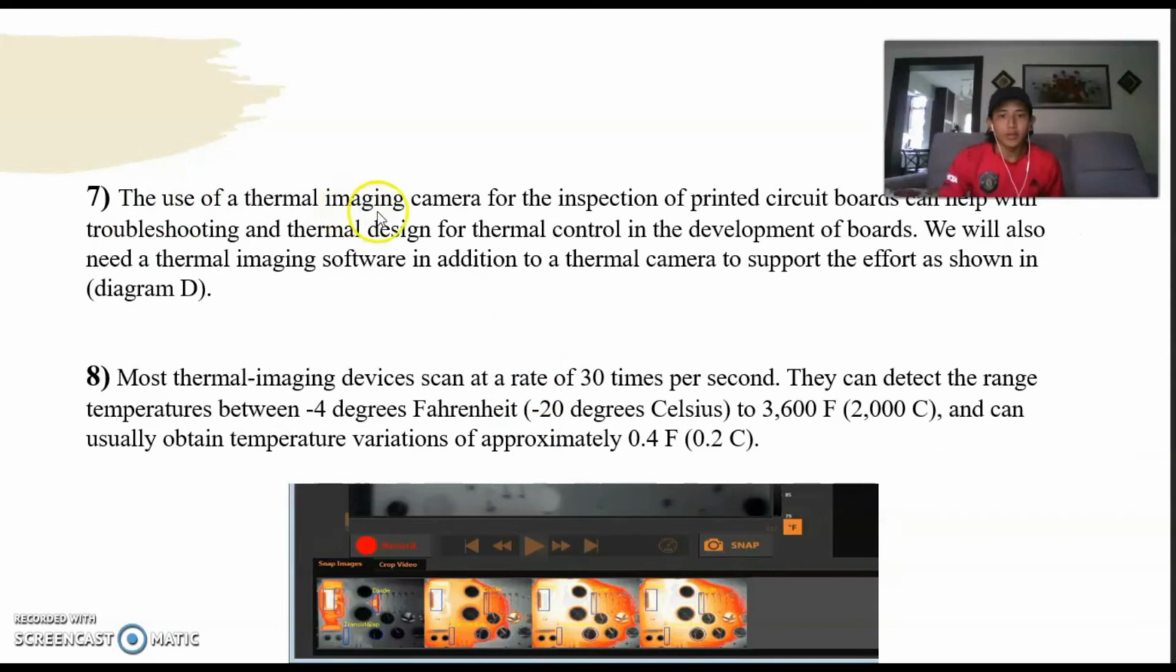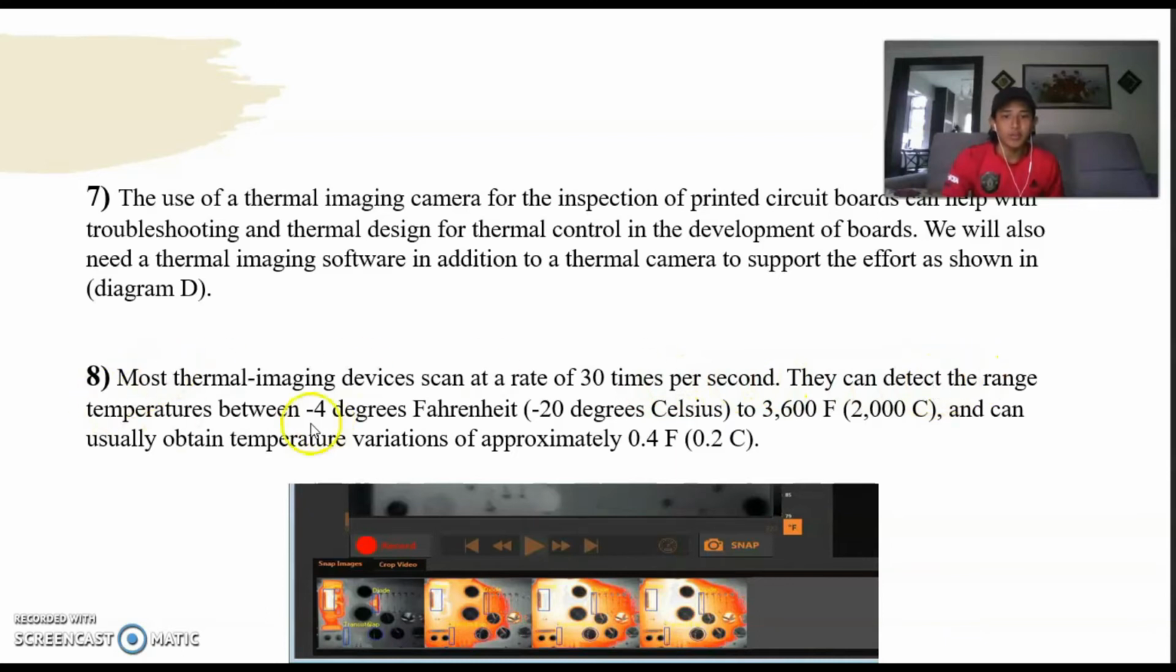Next, the use of a thermal imaging camera for the inspection of circuit boards can help with troubleshooting and thermal design for the thermal control in the development of boards. We will also need thermal imaging software in addition to the thermal camera to support the effort, as shown in diagram D, where we transfer it to the software, which makes it easy to know how much heat we can detect in our body.